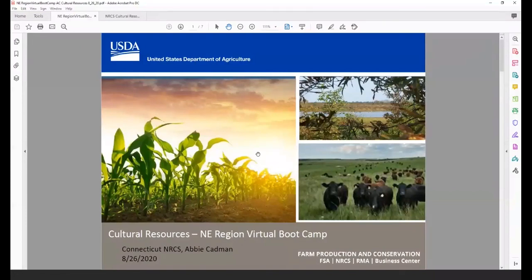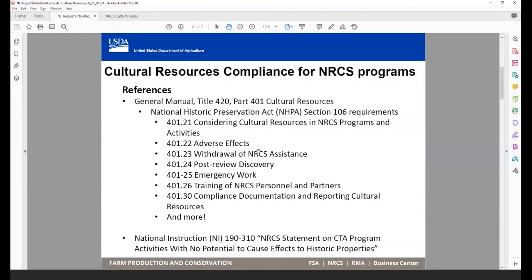But I'm going to cover some of the background, important stuff that we have as far as compliance. Essentially, I wanted to include some references on the background as far as the legalese and our requirements to evaluate cultural resources for our programs. So it's in a general manual, so it's a requirement. General Manual Title 420, Part 401 covers cultural resources, and the National Historic Preservation Act and Section 106 requirements.